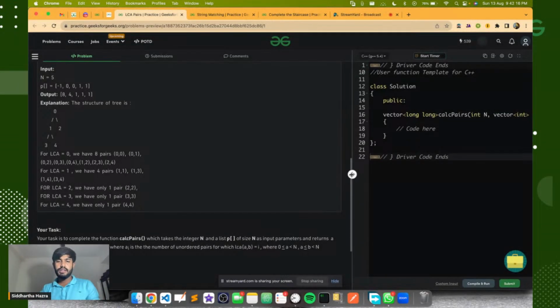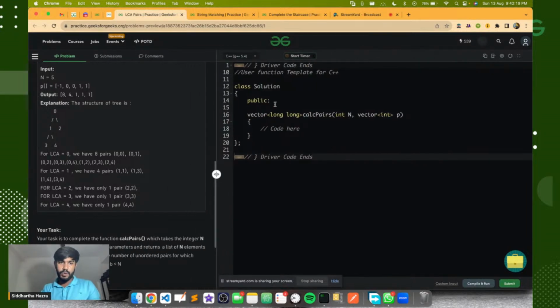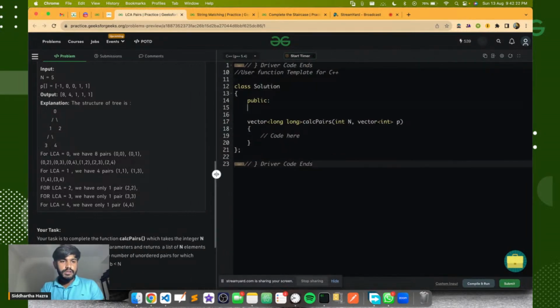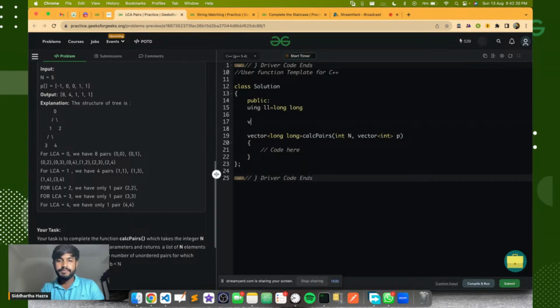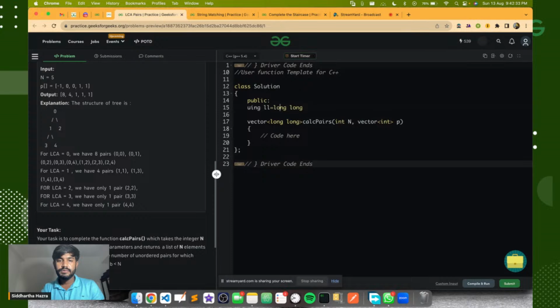So now let us go to this. I would find the subtree size by doing this. Okay, so I would say using LL equals long so that the code remains clean. And at this point I would say the return type is void, and the DFS function. Okay, at this point vector int g, that is the graph that we would be making. Okay, first let us make the graph. So we would say vector int g of size n.